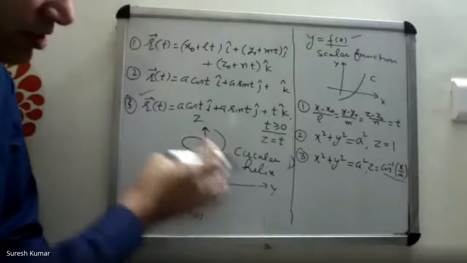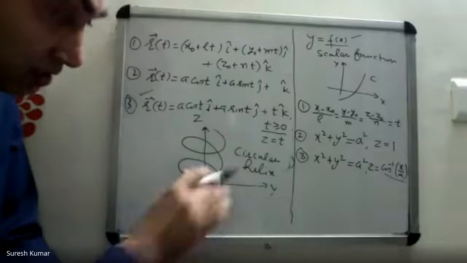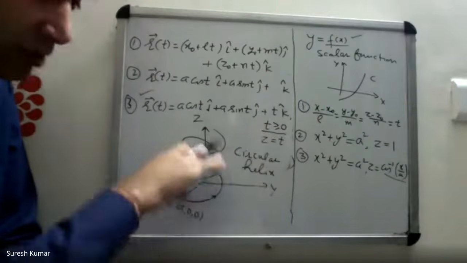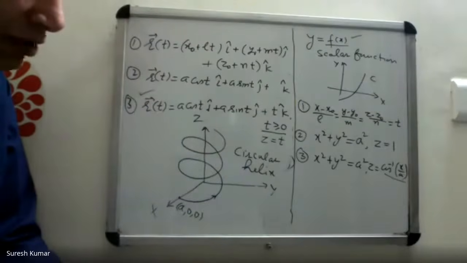Its graph is this circular helix. Are you okay with this? Because x and y move in a circle, but z is increasing with t. Z increasing means the plane of the point is rising above the xy plane. So can you please once again explain this? How is it a helix?